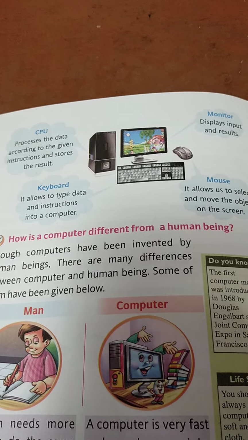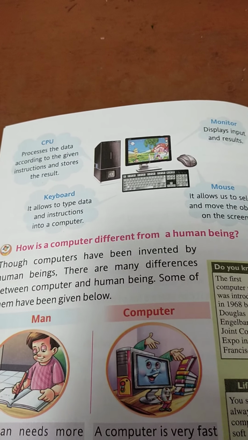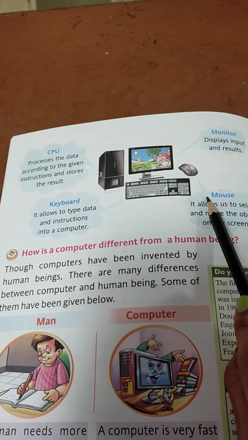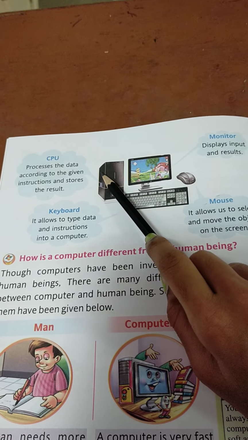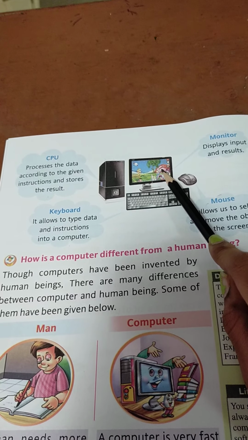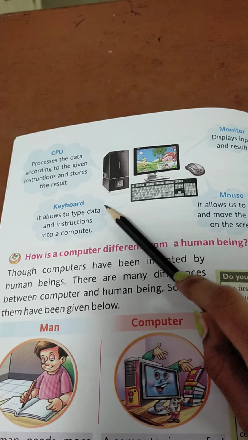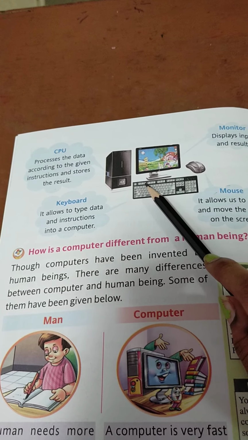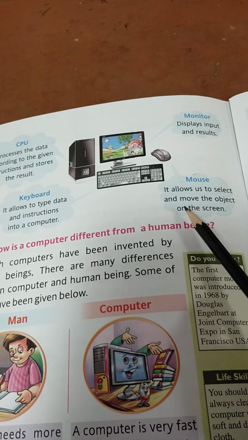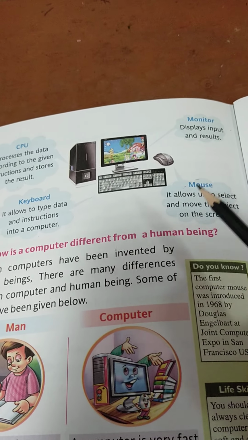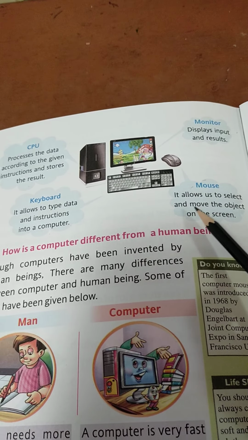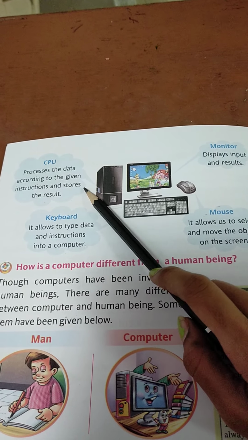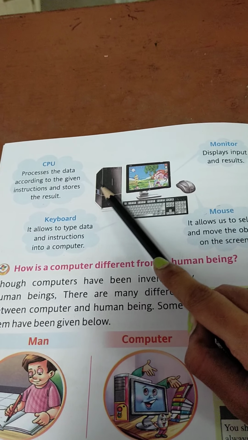Okay, now we are going to see the input device, processing device, and output device. The keyboard and mouse are both input devices. The CPU is the processing device and the monitor is the output device. The keyboard allows us to type the data and give instructions to the computer. And the mouse allows us to select and move over objects on the screen. And the CPU processes the data; all the work happens in the CPU.